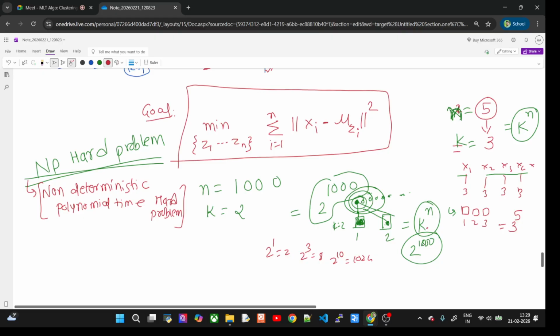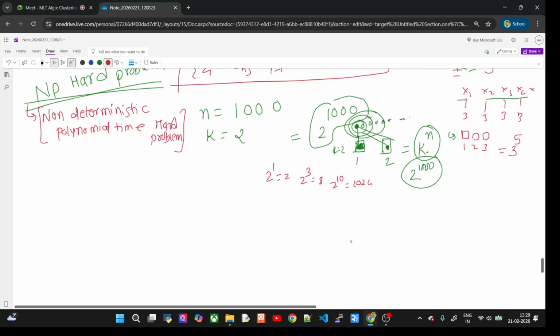Just for your understanding, I'm saying what an NP hard problem is. For example, P is like one problem, like you want to calculate the maximum of two numbers.